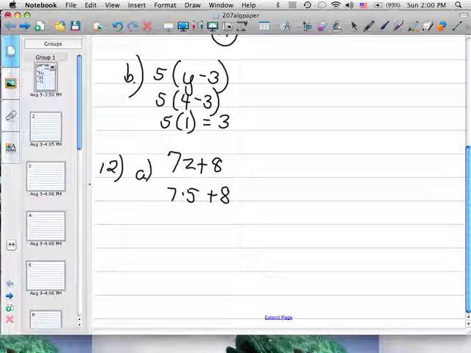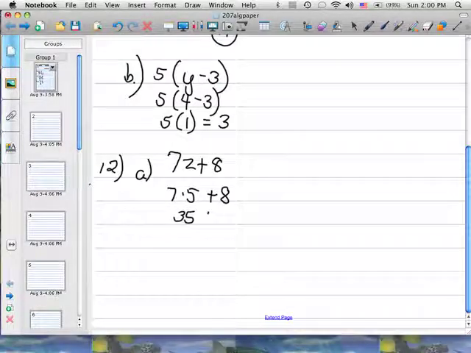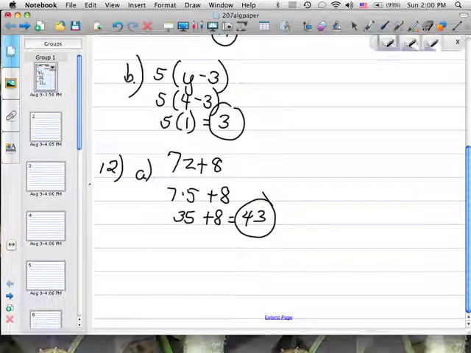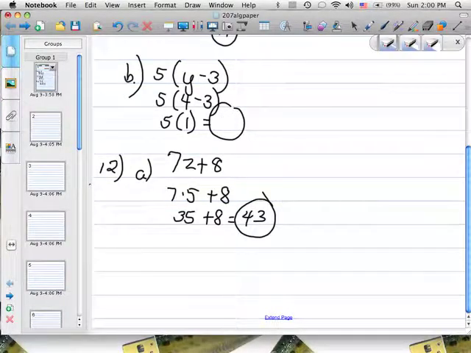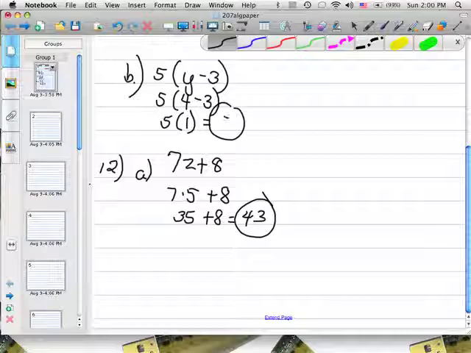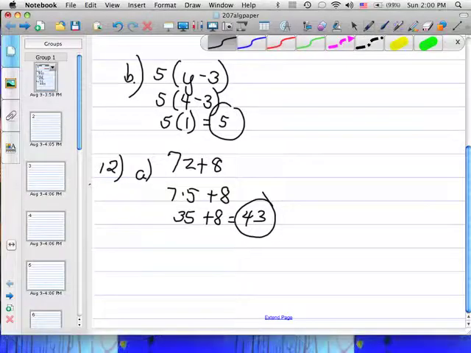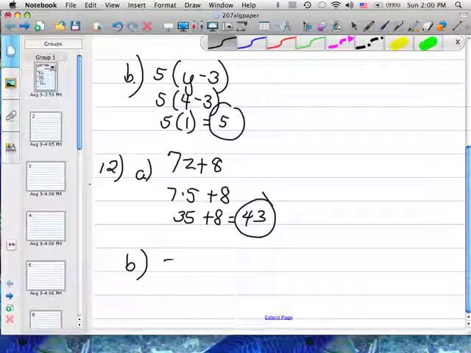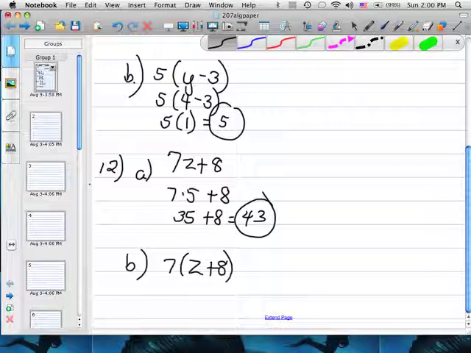Skip a line, and we're on number 12. A is 7z plus 8. The value for z is 5, so we substitute 5 in. And 7 times 5, multiplication first, is 35. Add 8, and we get 43. And circle your answers.